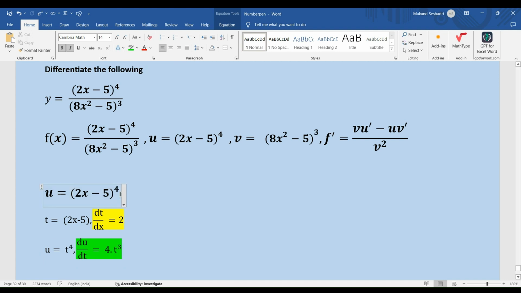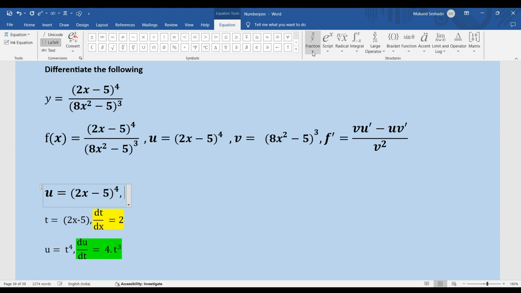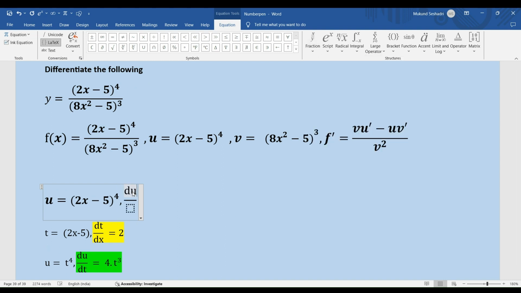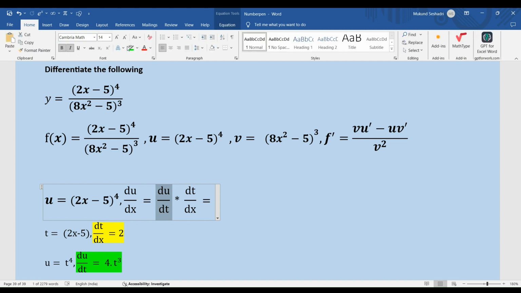And then I will have to figure out what is my du by dx. So let's go back to u and figure out what our du by dx is. My du by dx is nothing but du by dt into dt by dx. So my du by dt is nothing but the green expression which I've highlighted below. Let me pick that up.